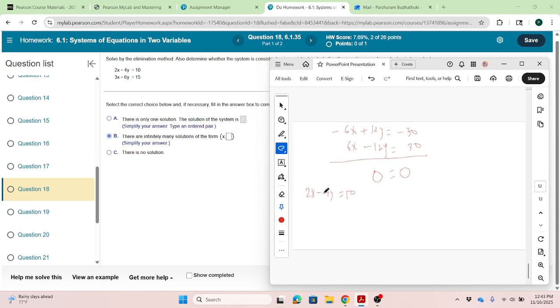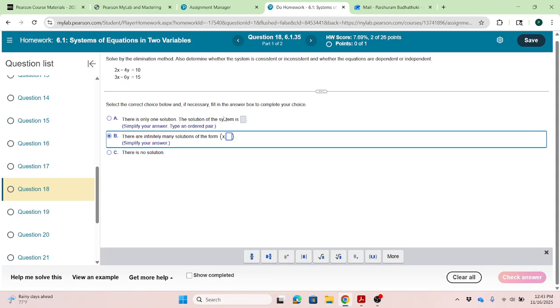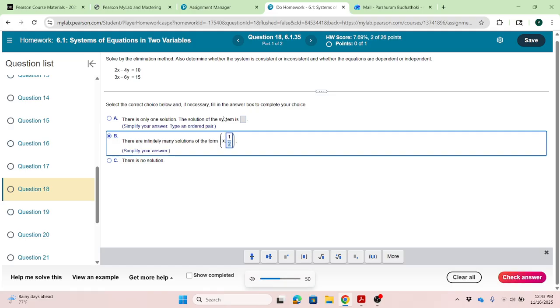So I need to bring this 2x to the other side. So negative 4y equals negative 2x plus 10. I just subtracted 2x, and now I can divide both sides by negative 4. By doing that, the 2 and 4 cancel, and it will give us y equals half x minus 5 over 2. So the y value would be half of x minus 5 over 2.